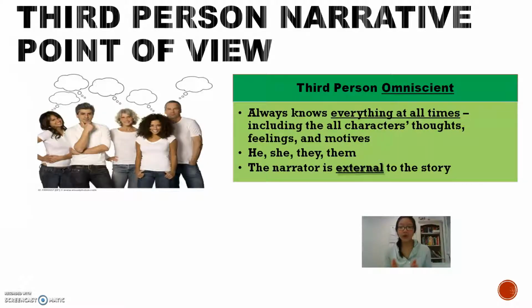Lastly, we have third person omniscient, and this is one of the most common forms of point of view that we see in almost all stories, and particularly epics. To be omniscient means to know everything that is going on at all times. Omniscient means that you're all wise, all knowing. You're kind of this godlike figure, knowing all the characters' thoughts, feelings, and motives, as if you have this camera just panning across them and being able to zoom in on what they're thinking. But note that the narrator is not in the story, but rather external to the story.